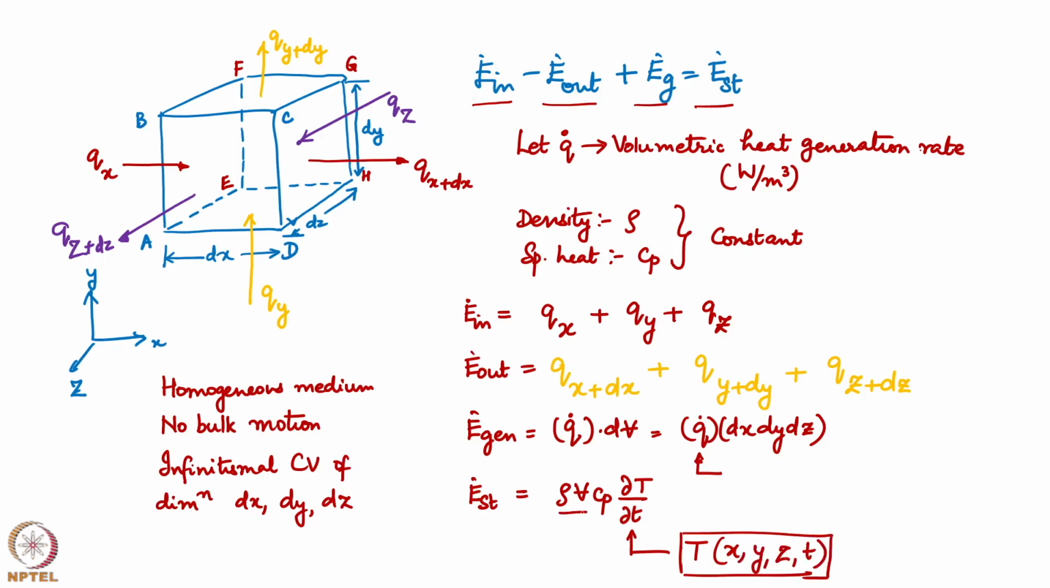So, this is mass into specific heat into rate of change of temperature with respect to time. This is what is giving us the rate of change storage of energy within the control volume. Okay, now, putting these things together, what we are going to do is E dot in minus E dot out plus E dot generated is equal to E dot stored. Let us put these terms together.